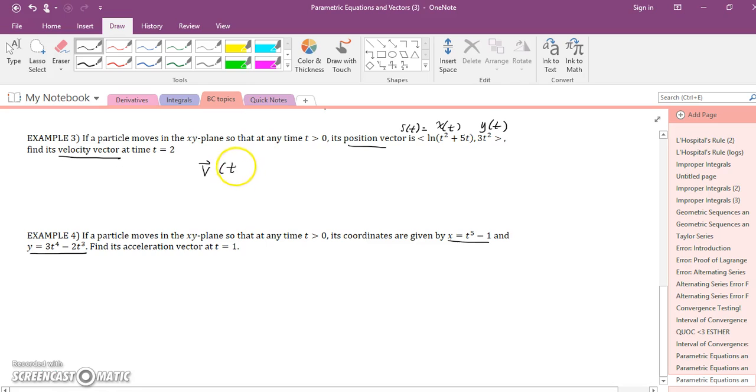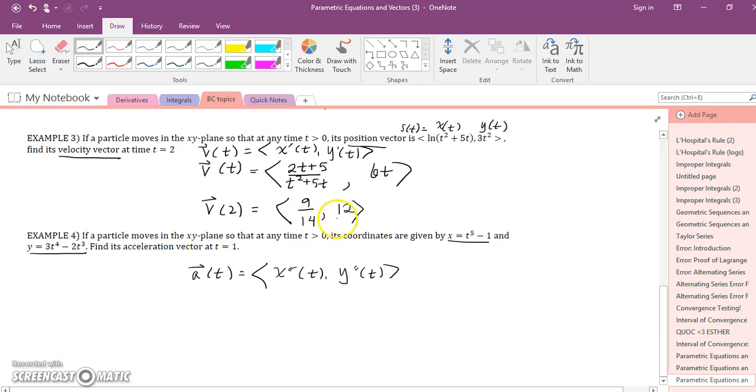A lot of times you're going to see a v hat, it's called. That little thing here means a vector. So I need the derivative here. So 1 over t squared plus 5t times the derivative of what I'm doing the natural log of, comma 6t. Now I want the velocity at time 2, so all you're going to do is plug 2 in. 2 times 2 is 4, plus 5 is 9. 2 squared plus 5 times 2 is 14. And then when I plug 2 in here, I get 12. So this is your final answer. And keep in mind, we plugged into this equation right here.